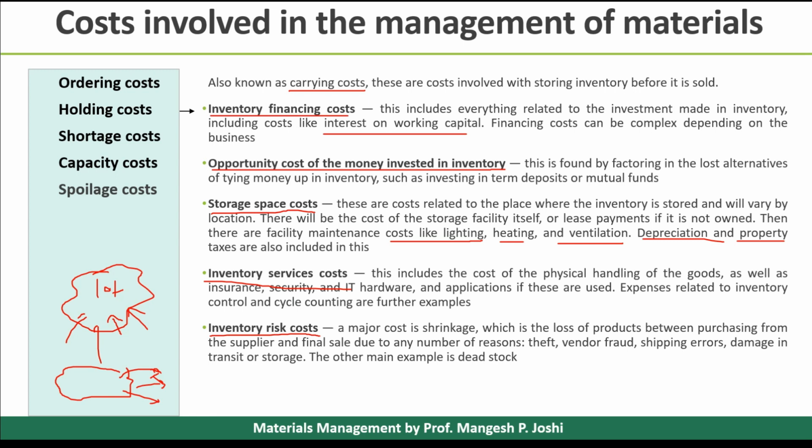So a major cost is shrinkage, which is a loss of products between purchasing from the supplier and final sale due to any number of reasons. It may be theft, vendor fraud, shipping errors, or damage in transit or storage, right? The main example is dead stock that is not moving. So this is inventory risk cost, which comes under holding costs.